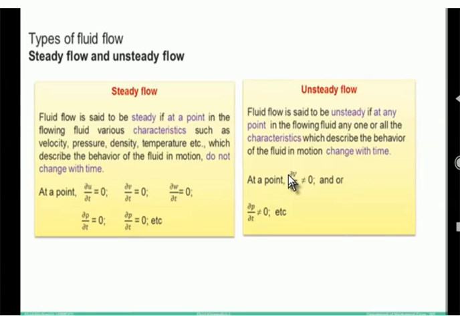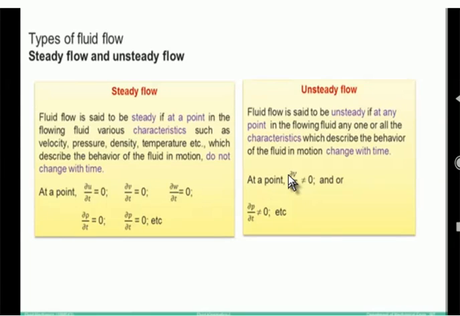Steady flow is nothing but the properties not changing with respect to time. If you take an example, the pressure P is 10 bar at 1 o'clock. Suppose you are checking the pressure of the fluid flow at 1 o'clock, at time 1 hour.